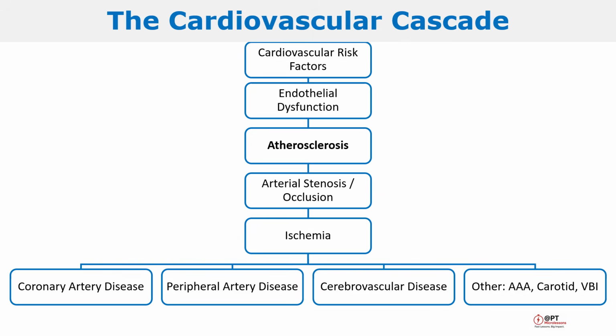These same risk factors contribute to all major atherosclerotic arterial diseases, including coronary artery disease, peripheral arterial disease, and cerebrovascular disease, such as ischemic stroke. Other conditions include aortic aneurysms, carotid stenosis, and vertebrobasilar insufficiency. Although these conditions affect different parts of the body, many share common cardiovascular risk factors and benefit from early modification of these risk factors.